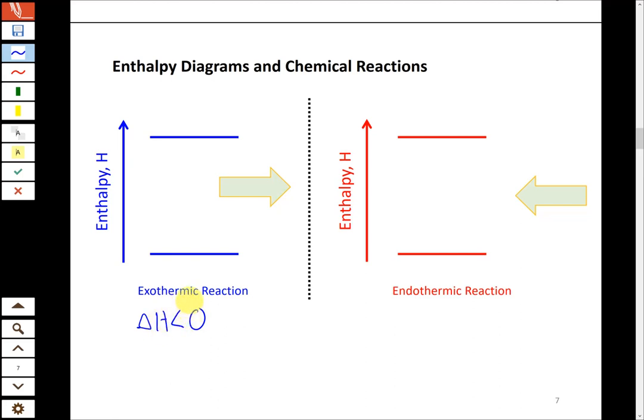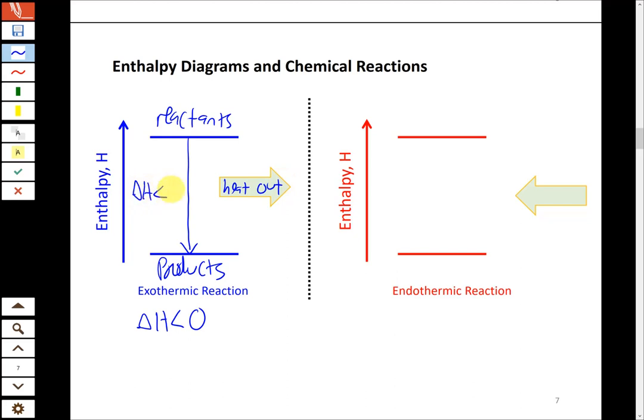When you're doing a chemical reaction, the initial state is going to be your reactants, and your final state is going to be the products. So if you have an exothermic reaction, this means that the products have lower enthalpy than the reactants. The enthalpy is decreasing during the reaction. Because you have less enthalpy in the products, you're giving off that extra energy as heat, and that's why the temperature of the surroundings increases.